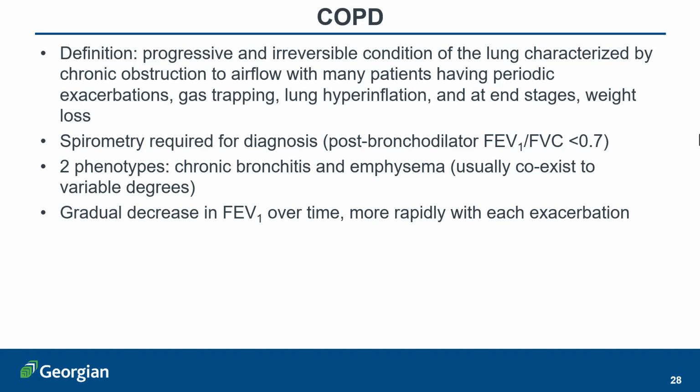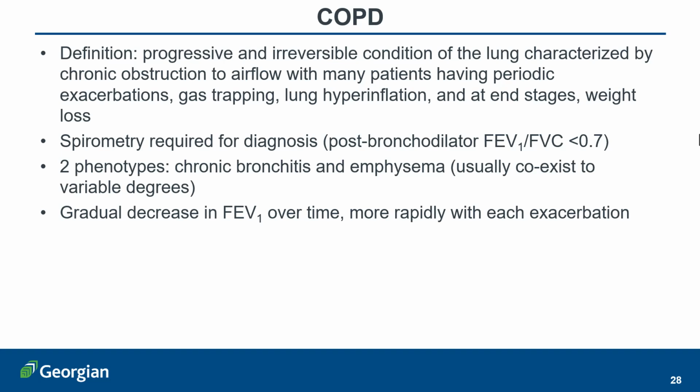Spirometry is required for a definitive diagnosis, whereby the FEV1 over FVC ratio, forced expiratory volume in 1 second over forced vital capacity, is less than 0.7. The two most common phenotypes of COPD are chronic bronchitis and emphysema, but please note that they usually coexist in every patient to variable degrees. That is why the term COPD was developed, because it really doesn't matter whether it's chronic bronchitis or emphysema, the treatment's exactly the same.